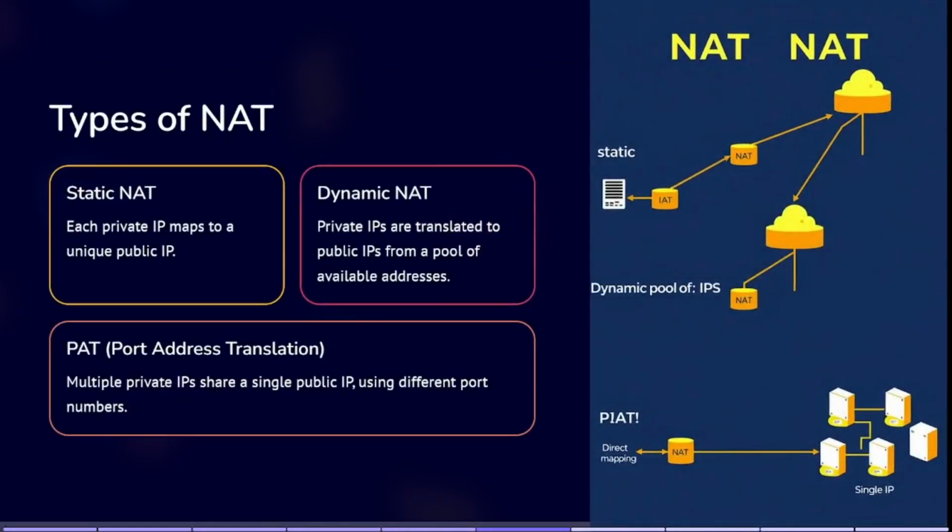As we are talking about NAT, we need to know about the types of NAT. NAT comes in three main types: Static NAT, Dynamic NAT, and PAT, or port address translation, which allows many devices to share a single public IP address using port numbers. Static NAT creates a one-to-one mapping between private and public IPs. Dynamic NAT maps multiple private IPs from a pool of public IPs.